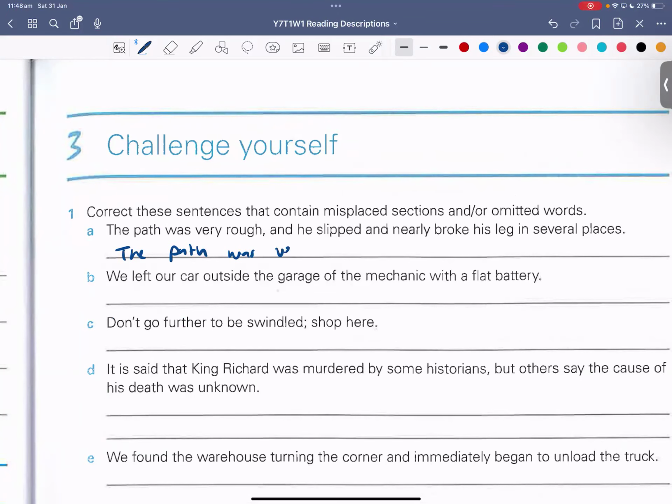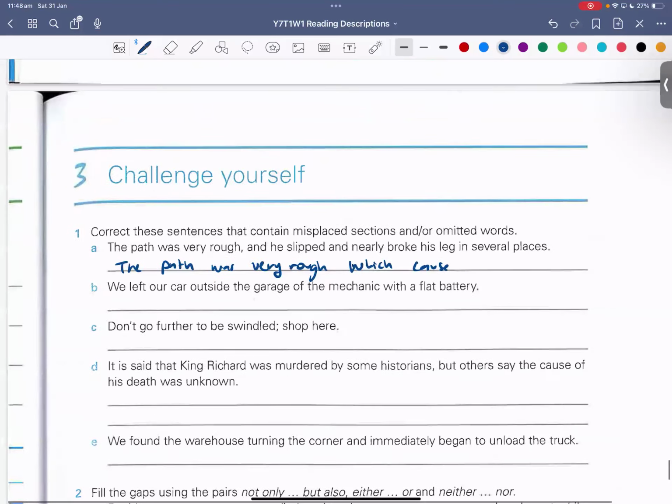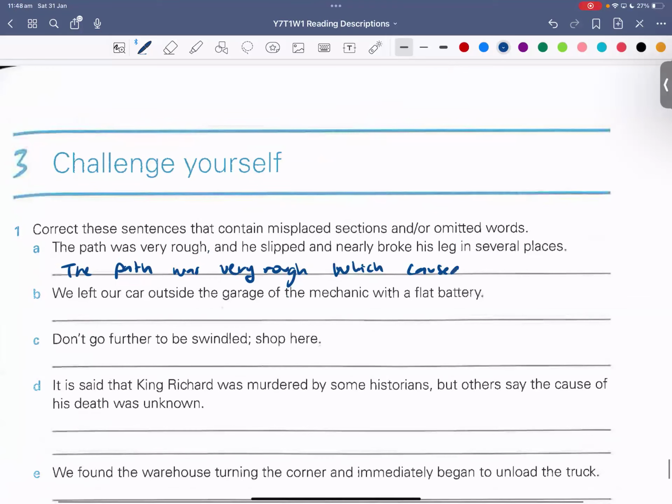The path was very rough, which caused him to slip. Do you see how that word 'which' made a huge difference in making sense of the sentence?